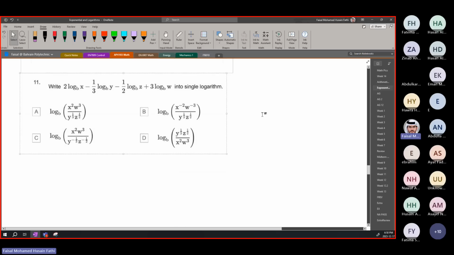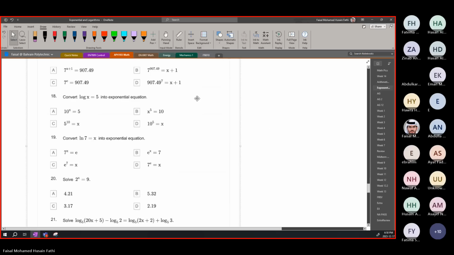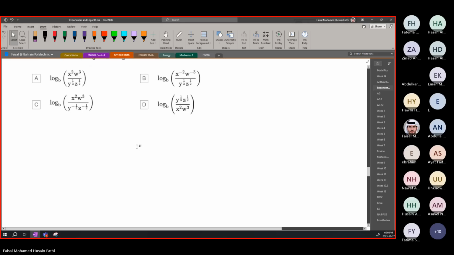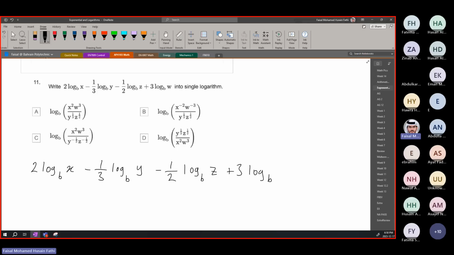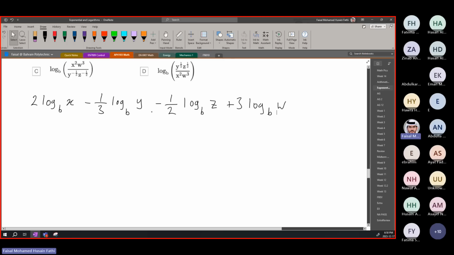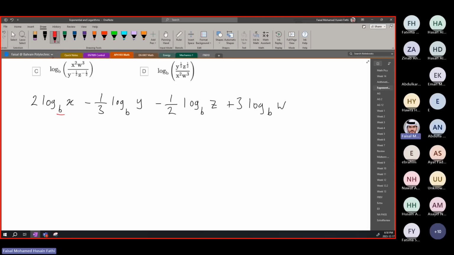So number 11, okay? We are given 2 log b x minus 1 over 3 log b y minus 1 over 2 log b z plus 3 log b w. What do they want? Single logarithm. So we have to simplify it step by step. First thing, b, b, b, b. So we can apply all of our rules.